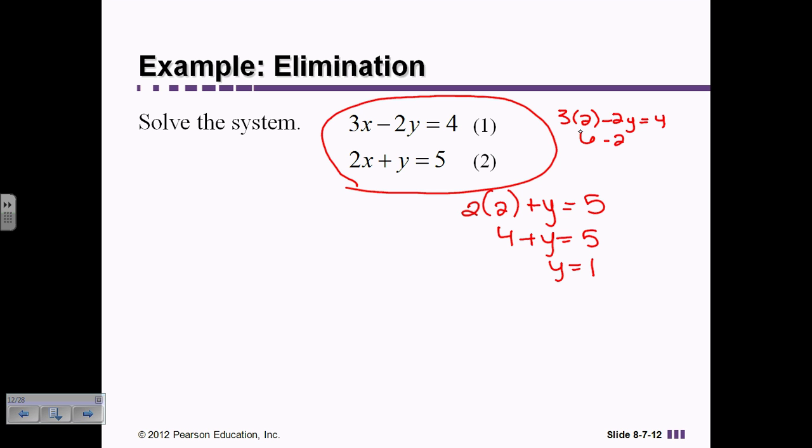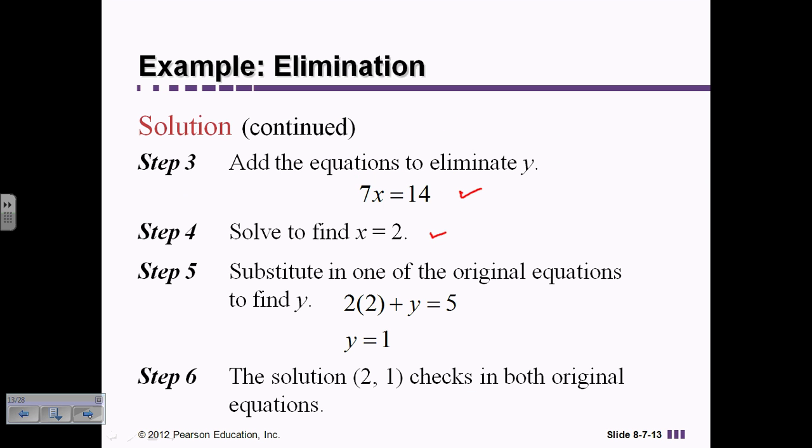Now if I substituted it into the first one, 3 times 2 minus 2y equals 4. 6 minus 2y equals 4. Minus 2y equals negative 2, because I subtracted 6 from both sides. So y equals 1. I got the same answer. So it really does not matter which equation you choose to substitute it back into. But when I substitute it back in, I got y equals 1. So now my solution is the point x equals 2, y equals 1. So it's the ordered pair 2, 1.